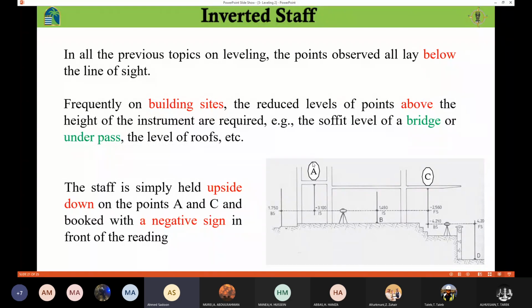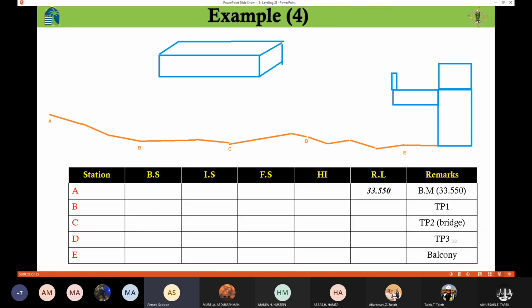For example, here we have point A and point C. And then these readings are written with a negative sign. So the readings for the points A and C are booked with a negative sign in front of the reading. When we take the reading, this value is going to be written with a negative sign. So let's see an example so we can know how this works.